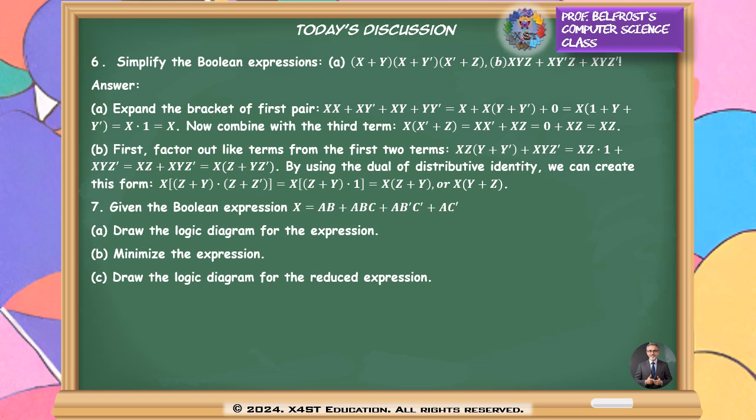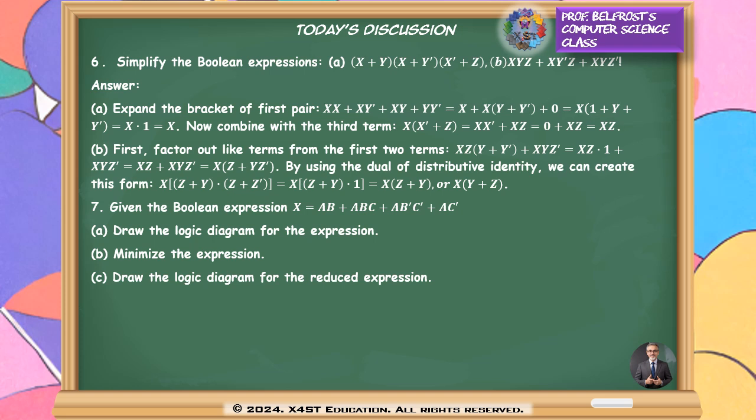Number 7. Given the Boolean expression, draw the logic diagram. It's easy, right? Just draw the logic diagram. Then you're asked to minimize the expression. You are not told how you should do the minimization or reduction of the expression. So you can make use of Boolean algebra, you can make use of Karnaugh map, or you can make use of the Quine-McCluskey way. It's up to you. And then draw the logic diagram for the reduced expression.